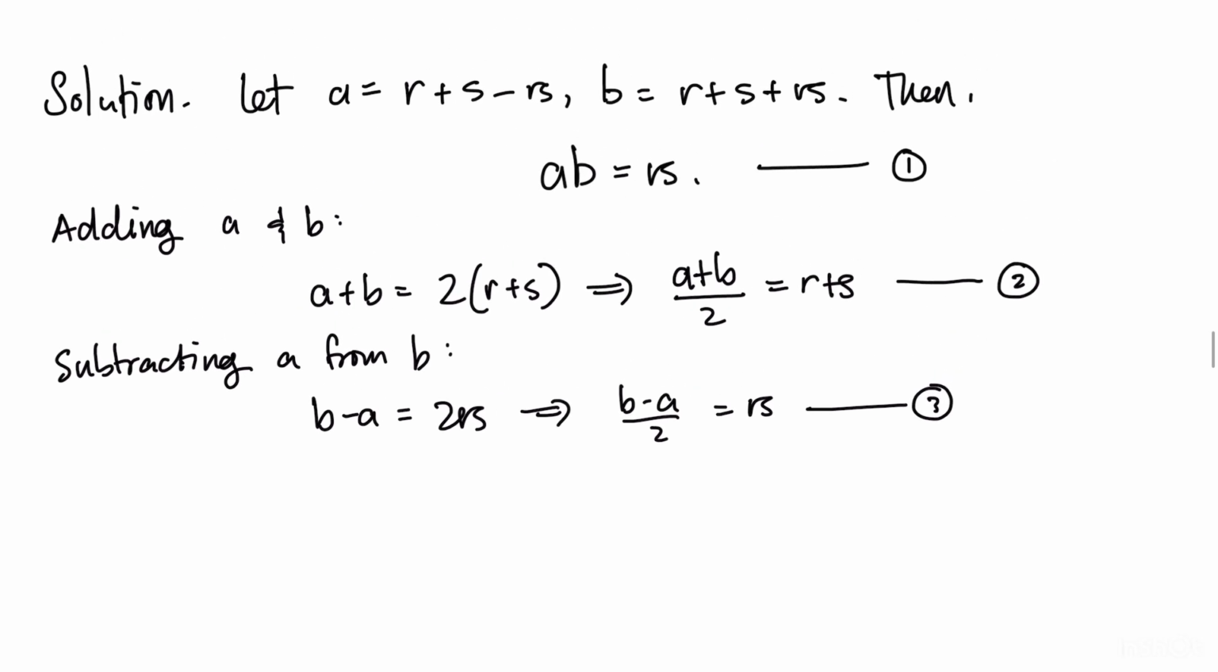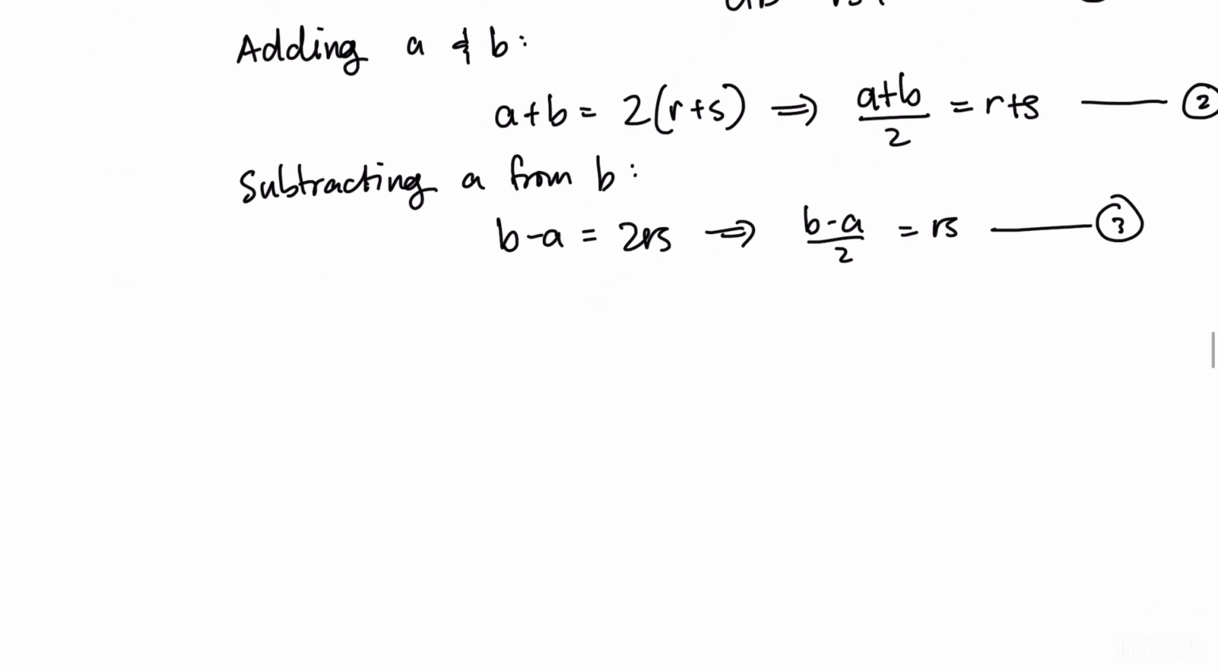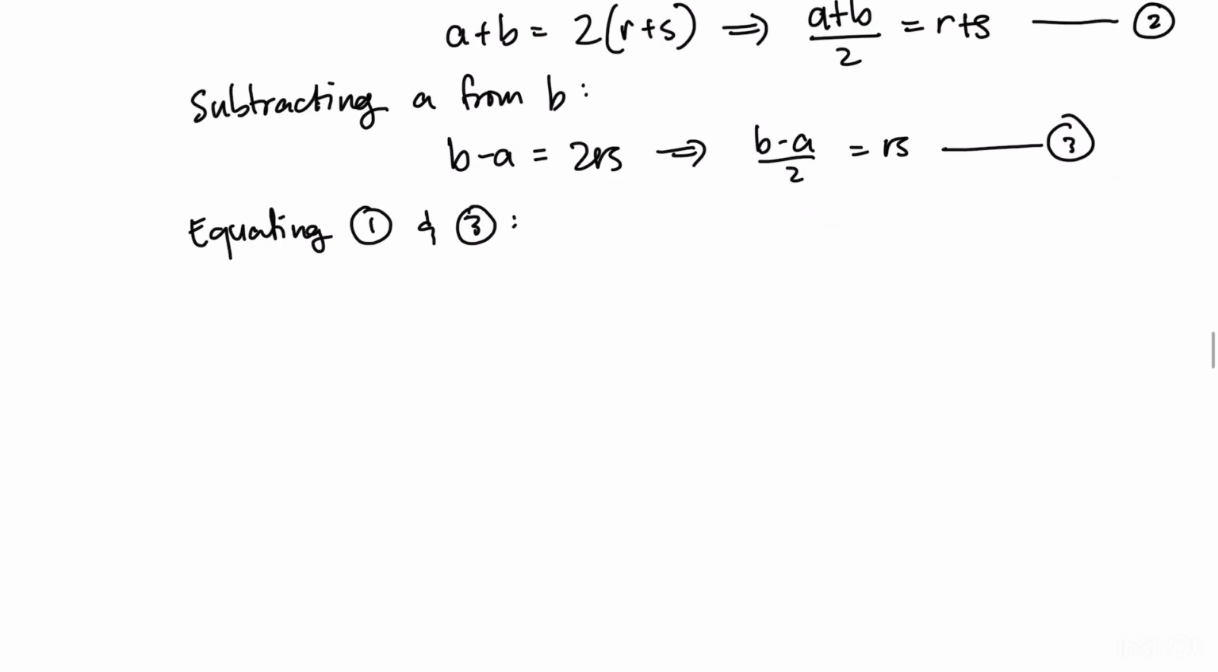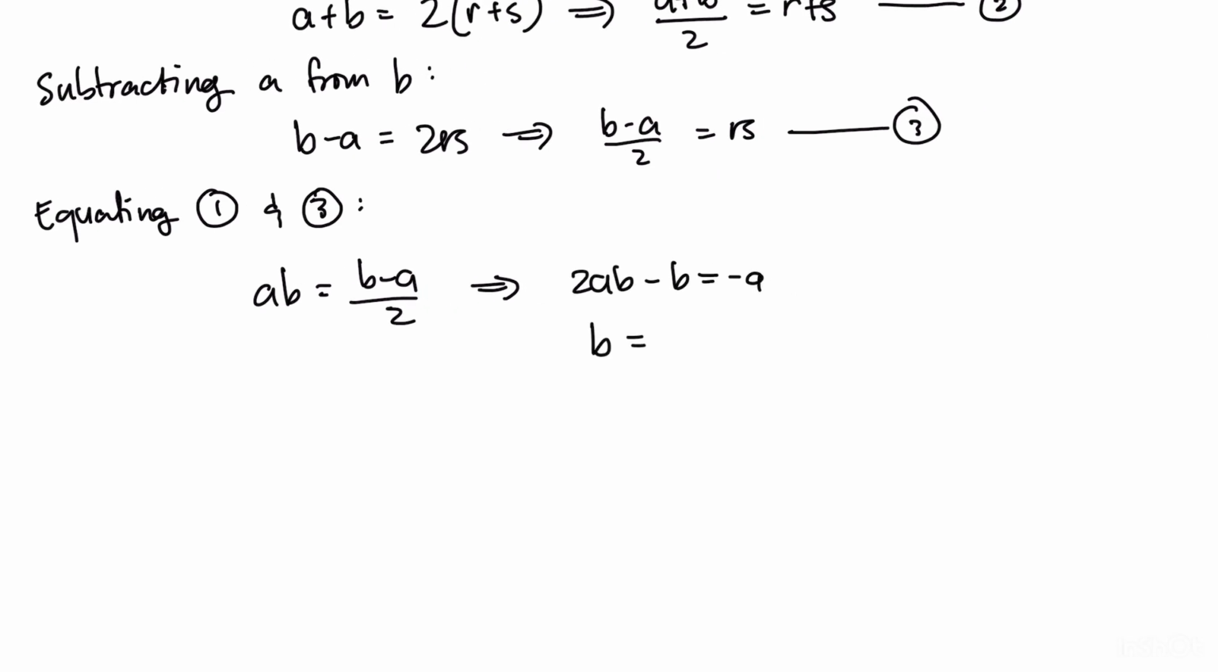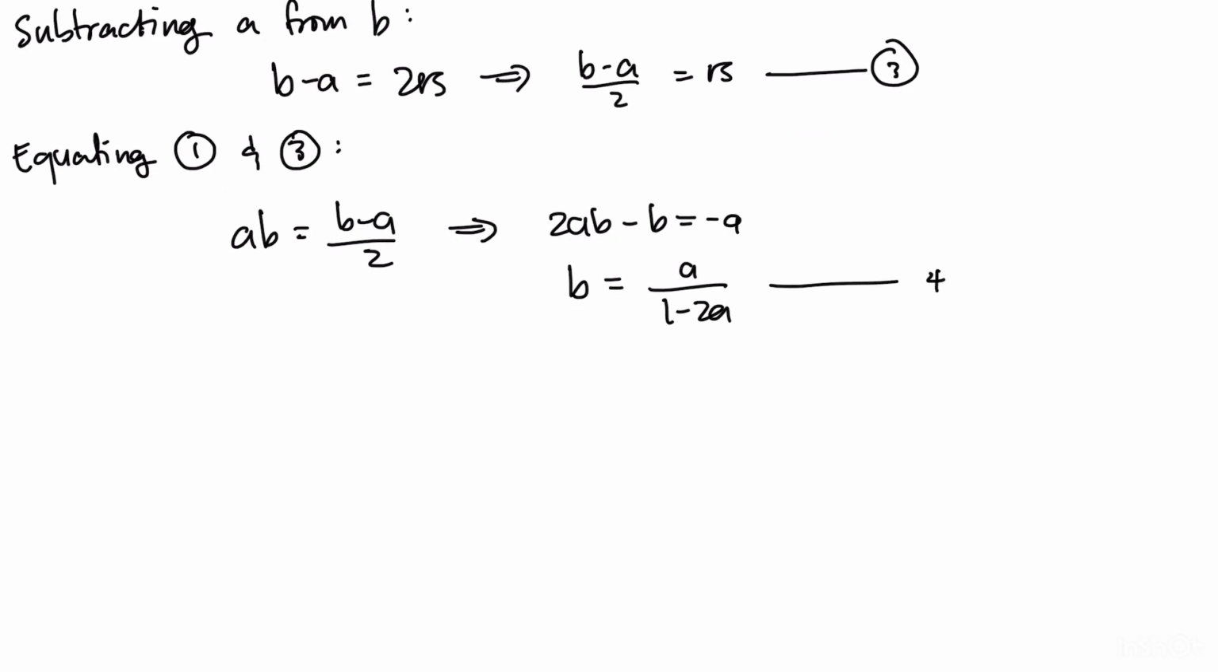Now, we can see here that from 1 and 3 there's an RS term. So, equating 1 and 3, we get AB equals B minus A over 2. Now, this becomes 2AB minus B equals negative A, and B equals A all over 1 minus 2A. Now, I'm going to call this equation 4.